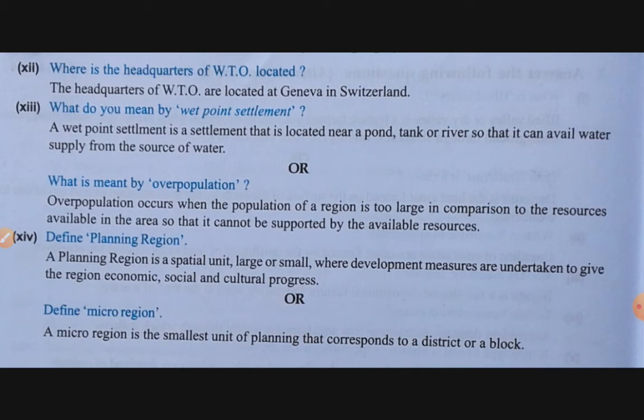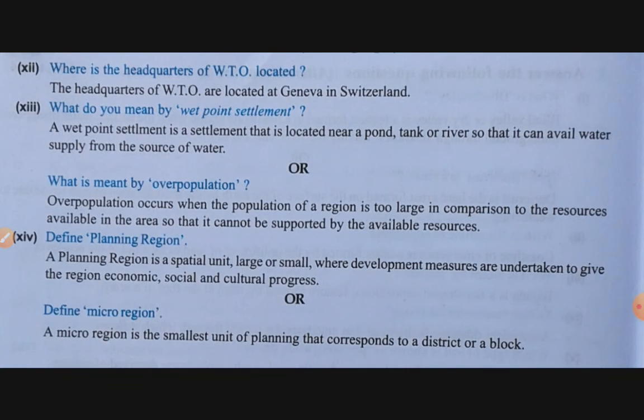Okay. What is meant by overpopulation? Overpopulation occurs when the population of a region is too large in comparison to the resources available in the areas so that it cannot be supported by the available resources. Define planning region. A planning region is a special unit, large or small, where development measures are undertaken to give the region economic, social and cultural progress.